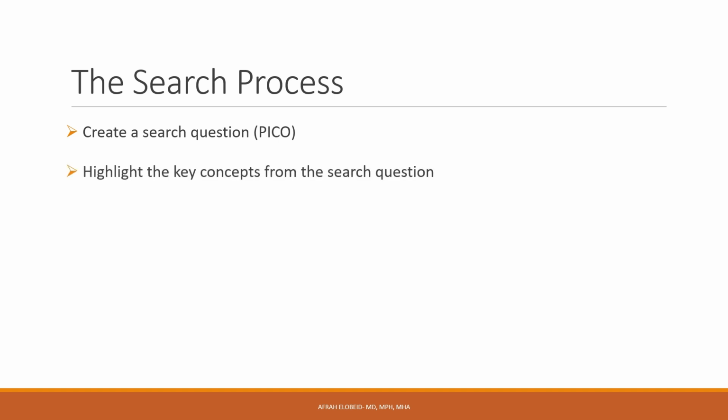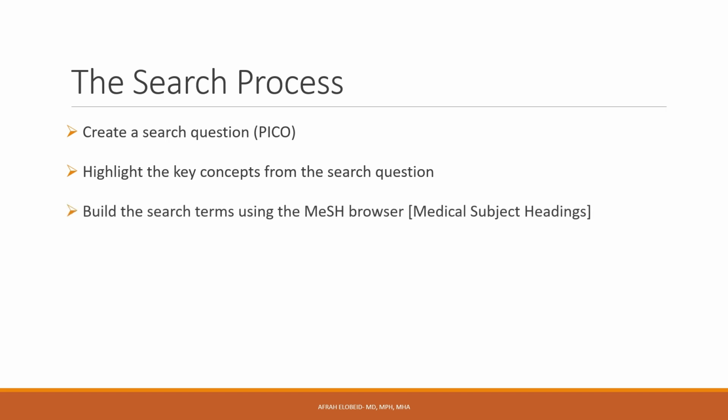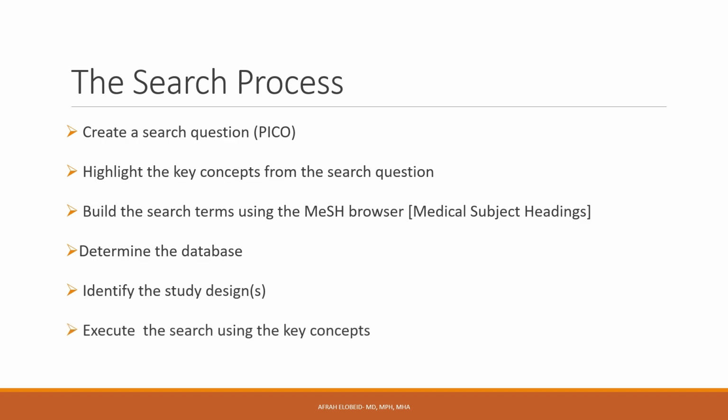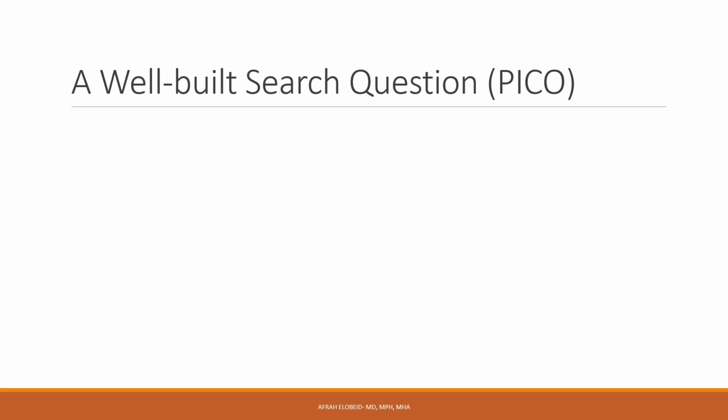Then we highlight the key concepts from the search question and build the search terms to use in the MeSH browser of PubMed, as we mentioned last presentation. We'll do that practically here and determine the database that we will be looking at. Most of the time, clinicians will be looking for research articles in PubMed, and identify the design of the study that we are interested in. And then we execute our search using the key concepts that we made. After that, an important part to finalize your search is to save your search results. So a well-built search question follows the PICO method.